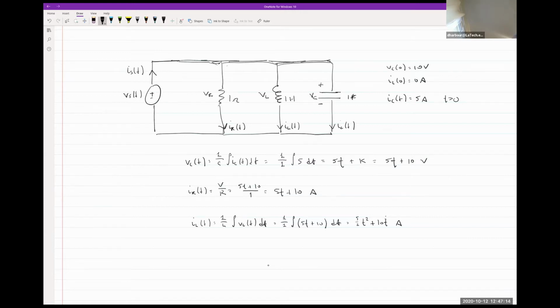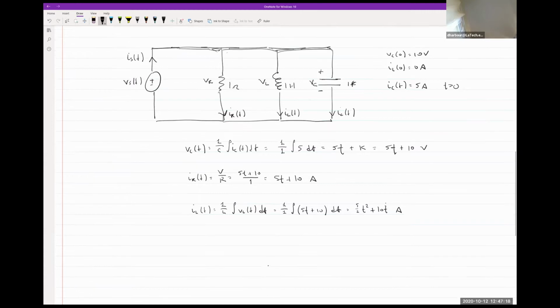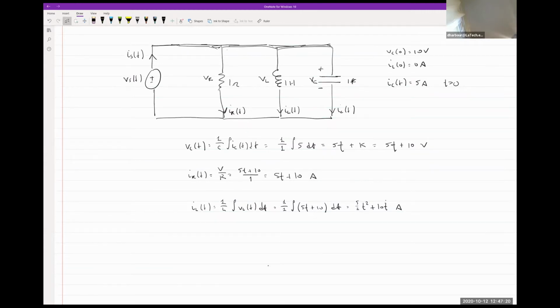So we don't need a constant there. And so now we know IR, we know IL, we know IC, because that's what we were given to start with. So if we wanted to write out IS of t, it would just be IR of t plus IL of t plus IC of t.